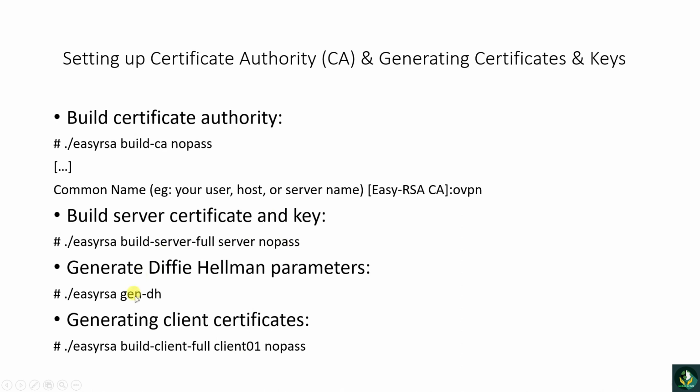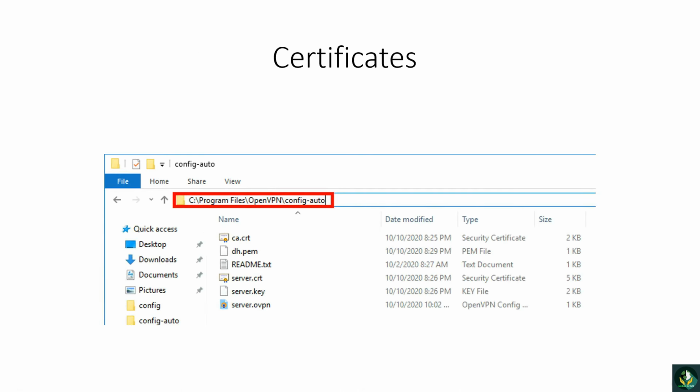Make sure you follow all of those in your command prompt. These are the couple of commands that we need to use. So after all of this is done, we need to put all of the files that we created, like ca.crt, dh.pem, and server.crt, into the config-auto directory. So these are the files: server.key, dh.pem, ca.crt, and server.crt. These are the files we need to copy and paste into the config-auto and the config folder.